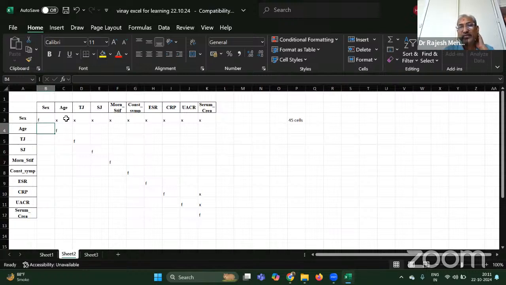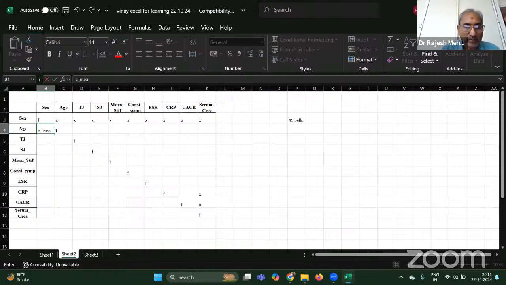Out of these 45 cells, which are important? Would you like to compare the mean age versus gender-wise mean age? Would you like to consider this? If you think yes, it is very important, write A. If it is not important, then you may write C, right? And in this, which command are you going to use?